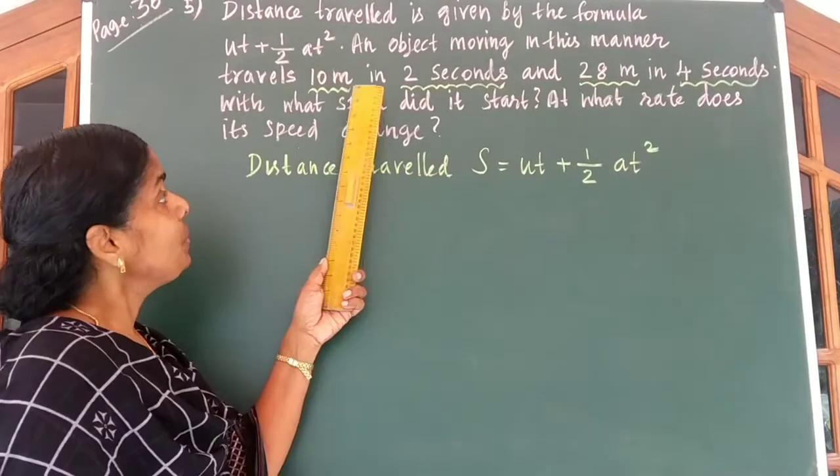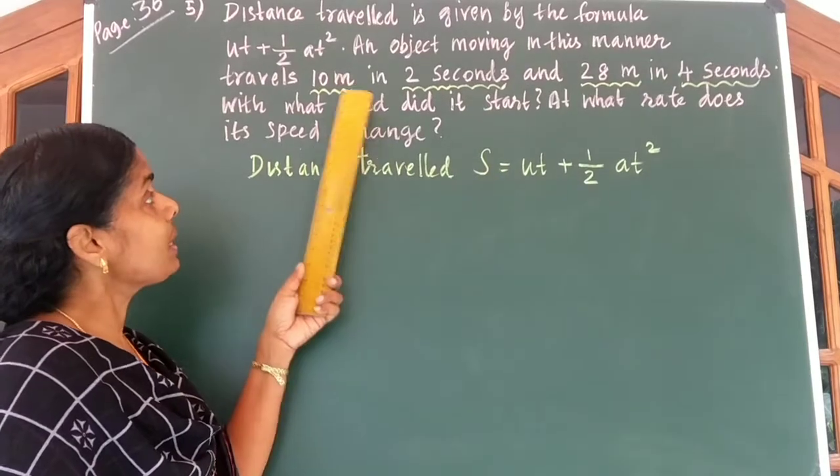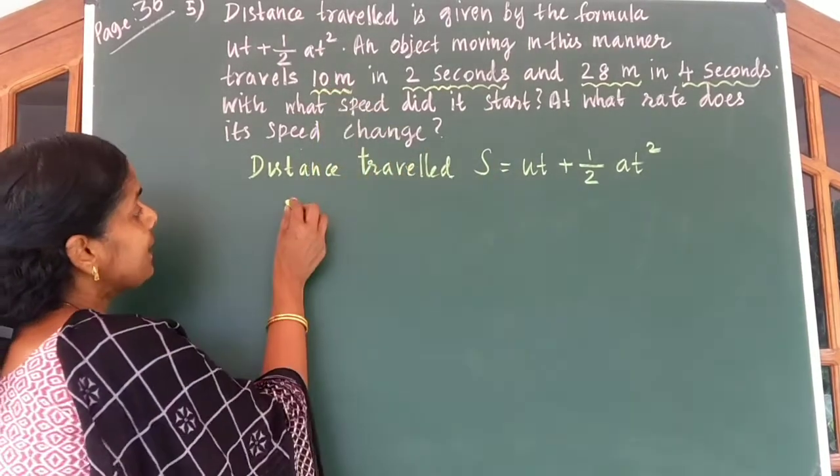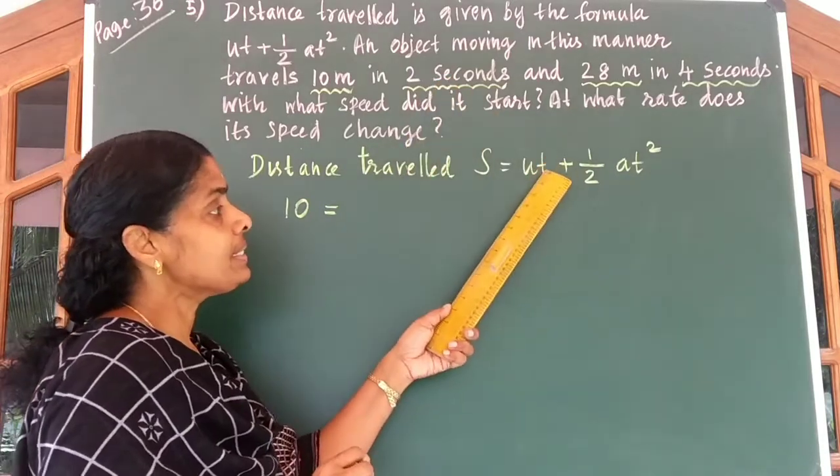Let us form two equations using the given conditions. S is equal to 10 meter. So we get 10 is equal to, 2 seconds is the time.